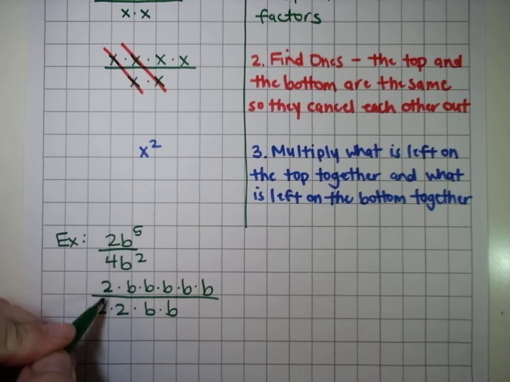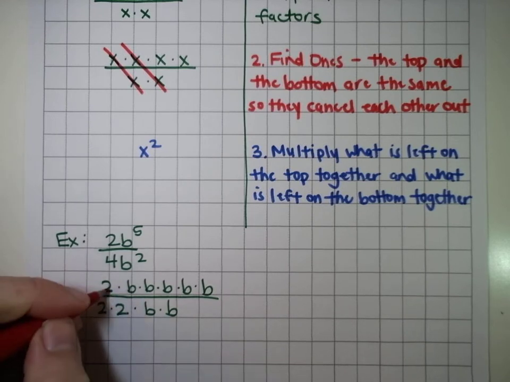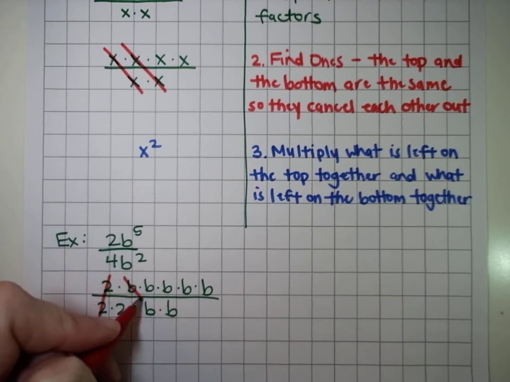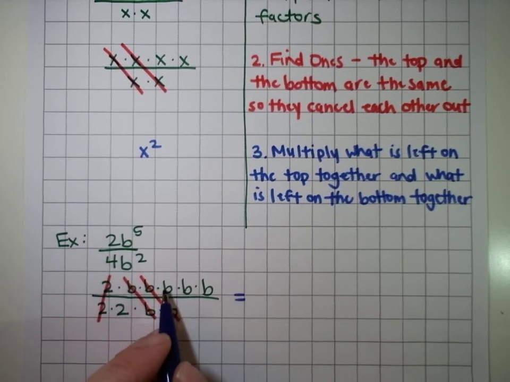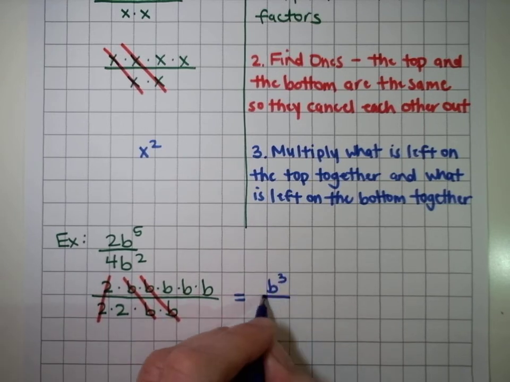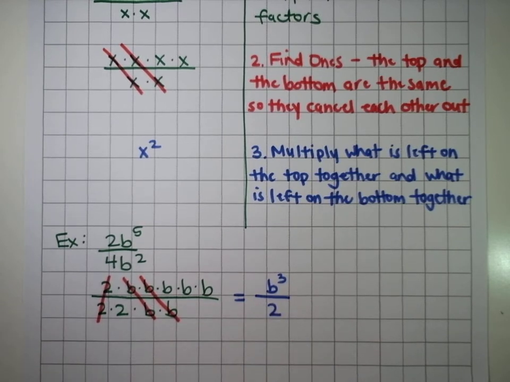So since we did expand completely, we can see that we have a 1 with the 2's, because we have a 2 on the top and a 2 on the bottom. So those cancel each other out. We can cross them off. And this b and this b, and this b and this b. So then our last step is we're going to multiply what's on the top, b times b times b. It's b multiplied 3 times over what's left on the bottom, which in this case is just 2.